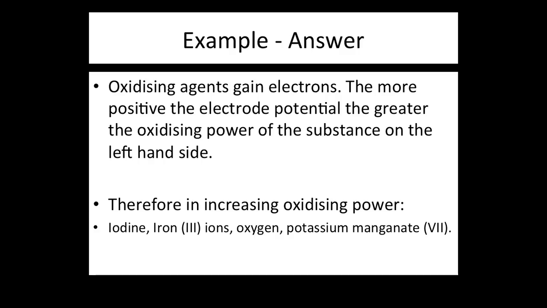So oxidizing agents gain electrons. The more positive the electrode potential, the greater the oxidizing power of the substance on the left-hand side. Therefore, in increasing oxidizing power: iodine, iron(III), oxygen and potassium manganate(VII).